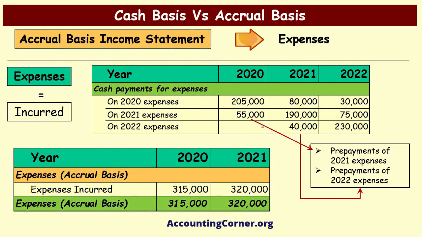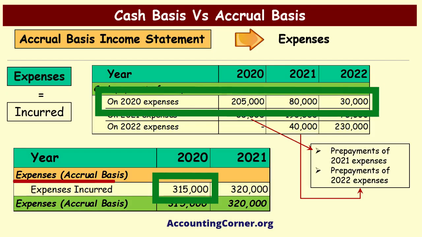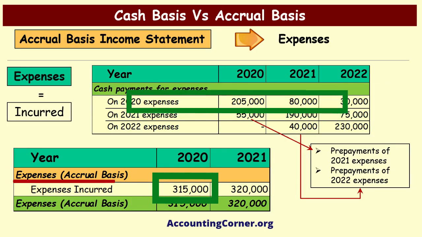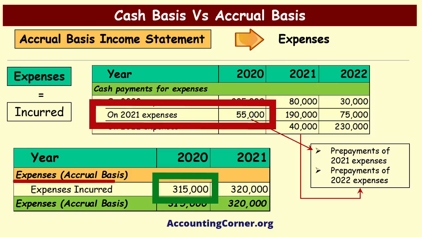Here we can see how expenses are recognized under the accrual basis. Expenses for the year 2020 amount to $315,000. They include all payments of expenses from the cash outflow table for that particular year, since they are all related to the year 2020. Important to note that the $55,000 prepayment made in 2020 for the year 2021 is not included into the expenses for 2020.